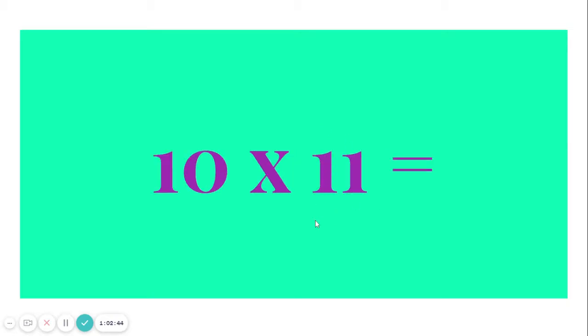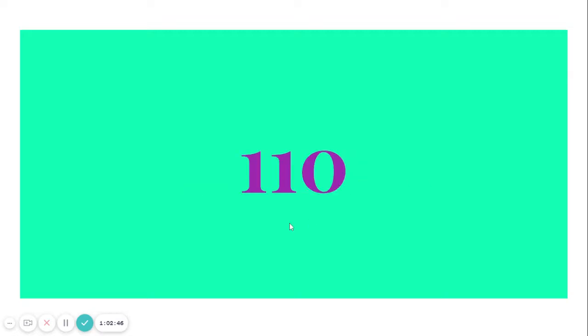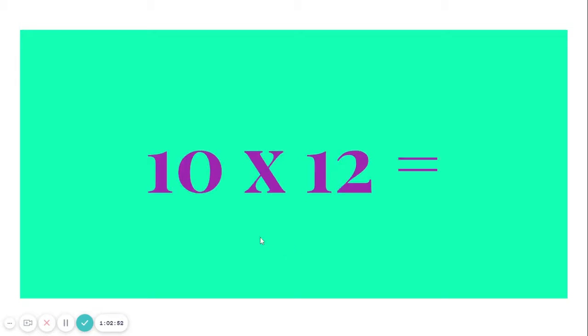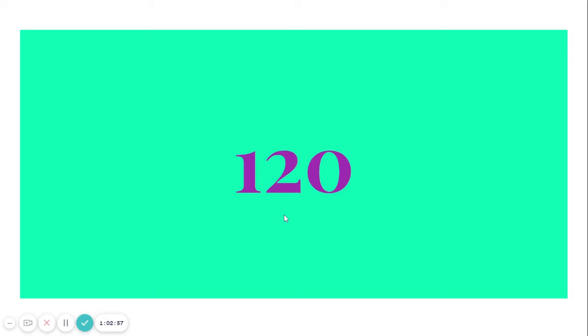10 times 10, 100. So we wrote the 10 right here, then we added a 0 sticker on the end. 10 times 11, so we wrote the 11 and put a 0 sticker on the end. Our new number is 110. 10 times 12, did you say 120? Put the 12 and a sticker on the end.